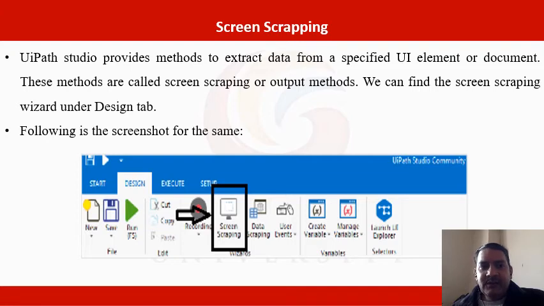Again, UiPath Studio provides methods to extract data from a specified UI element or document. Here we discuss a particular document, or you can say a UI element. These methods are called screen scraping or output methods. We can find the screen scraping wizards under the design tab.